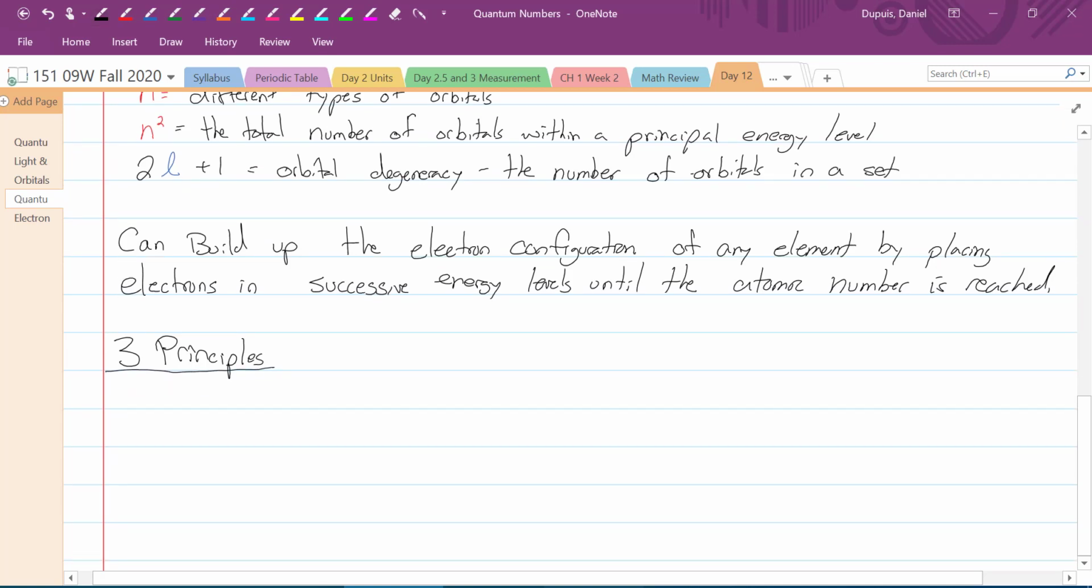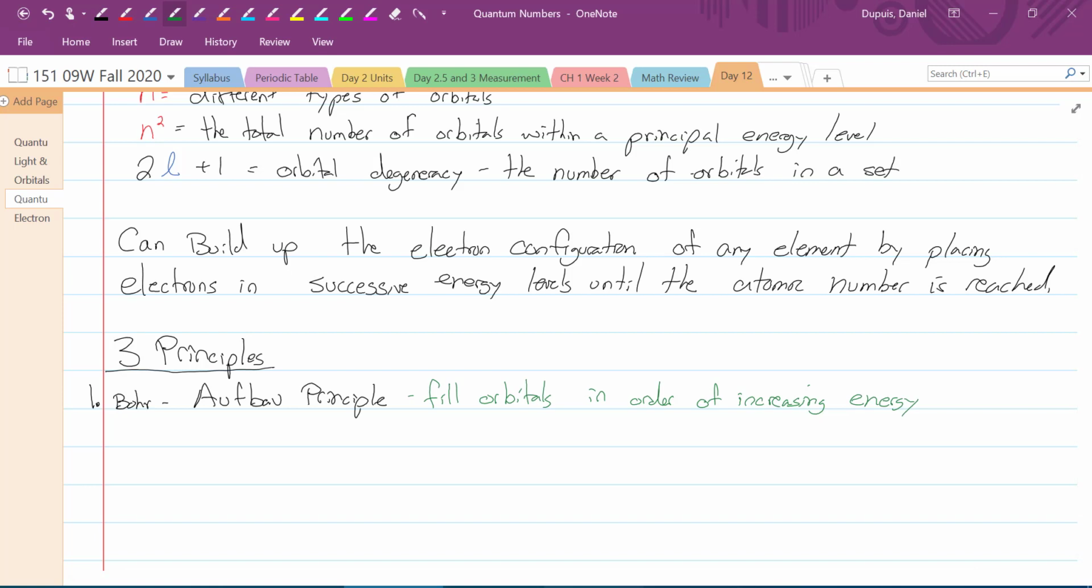The first one's from Bohr. It's the Aufbau principle. And this one says we fill orbitals in order of increasing energy. All right, so we fill them in order of increasing energy, and we're going to learn this goes right with the periodic table, which is fabulous.